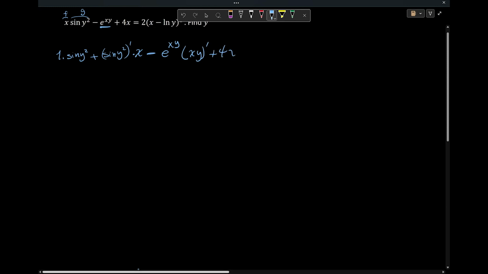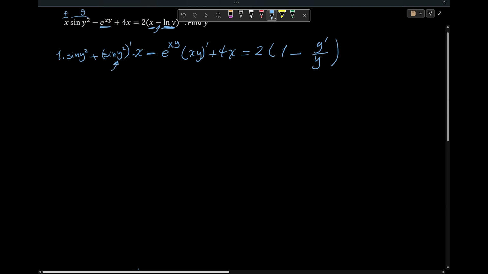Plus 4x equals 2 stays there, the derivative of this minus the derivative of that. What's the derivative of x? It's 1. Minus the derivative of a function of x, which is the derivative of the argument over the argument.